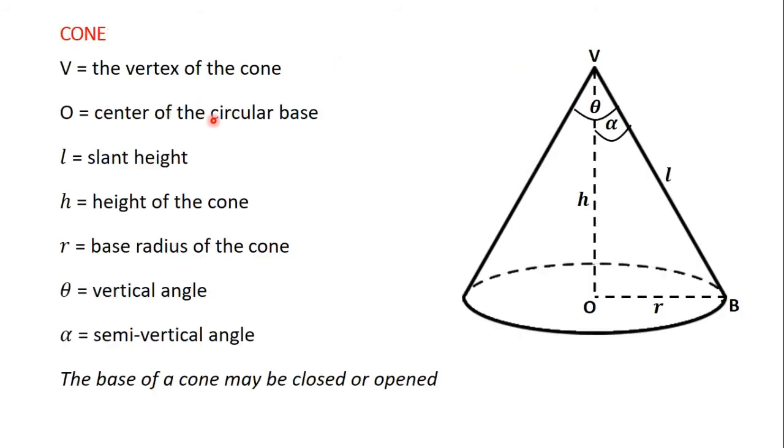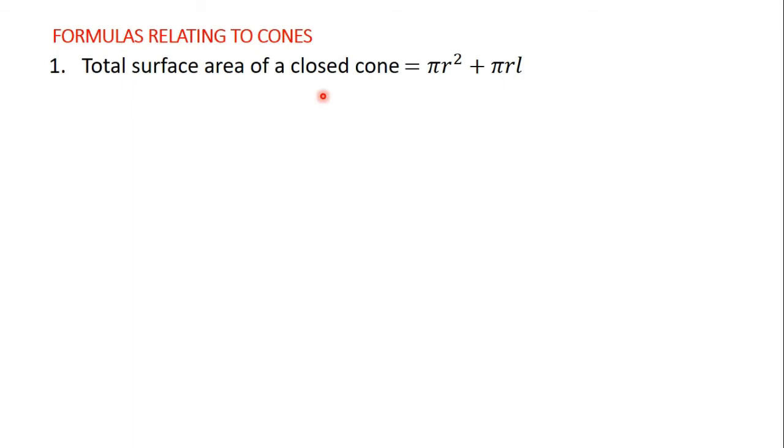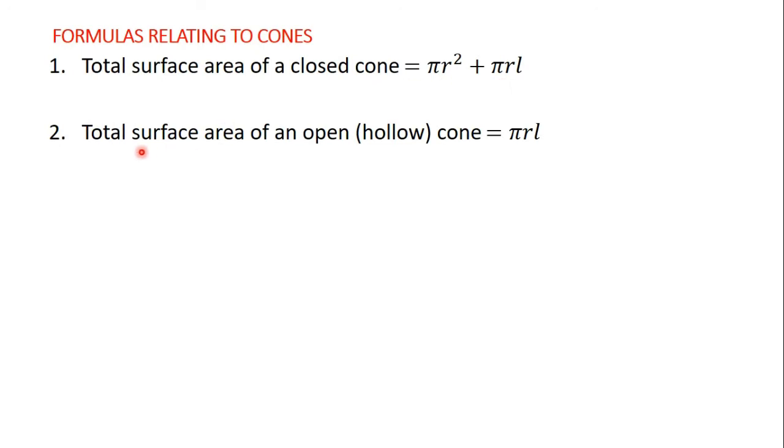We have learned that the circular base of the cone can either be closed or open. If the base of the cone is closed, then the total surface area of the cone is equal to pi r squared plus pi rl, where r is the base radius of the cone and l is the slant height of the cone. If the base of the cone is open, that is a hollow cone, then the total surface area is equal to pi rl. So if the base is closed, the total surface area is pi r squared plus pi rl. But if the base is open, then the total surface area is pi rl.